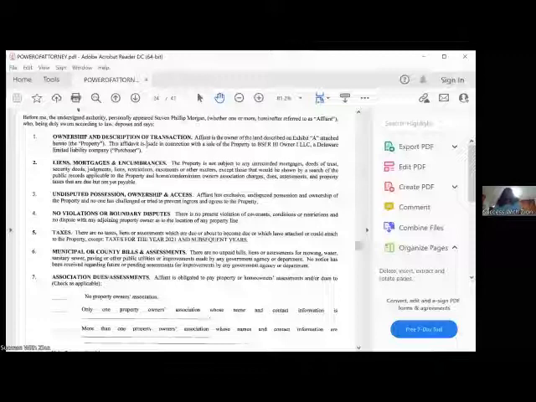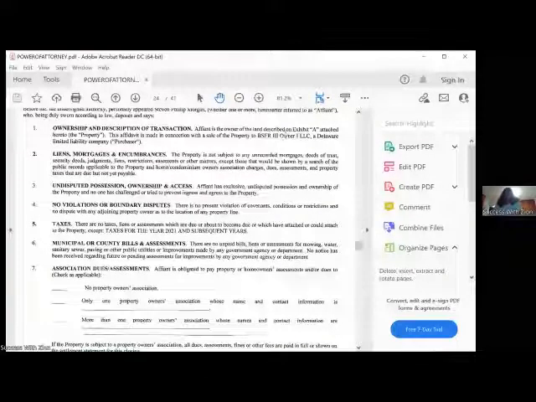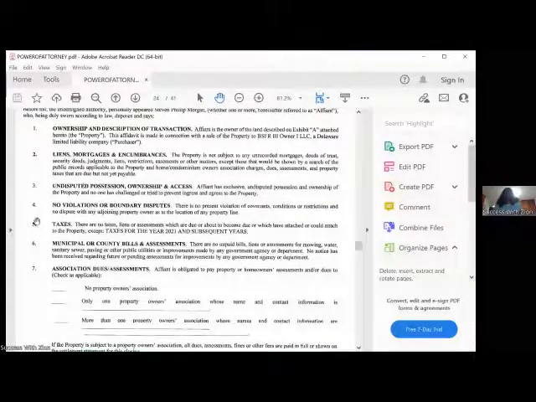Seller's affidavit. So they're saying, before me, the undersigned person appeared, as being sworn according to the law, says that the ownership and description of transaction. So you would read these, no violations.